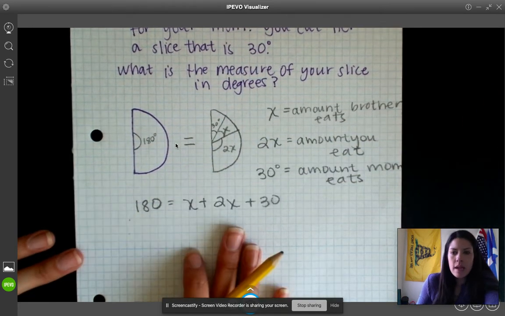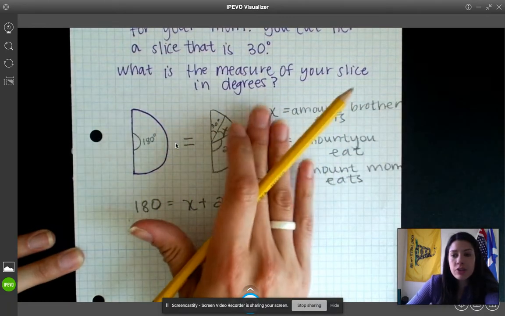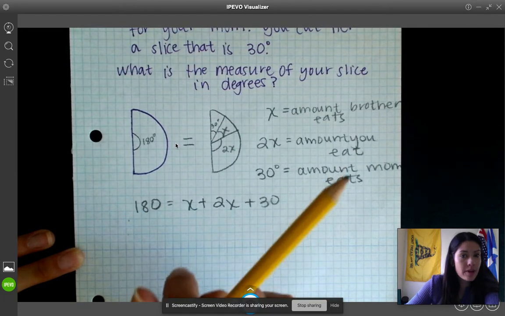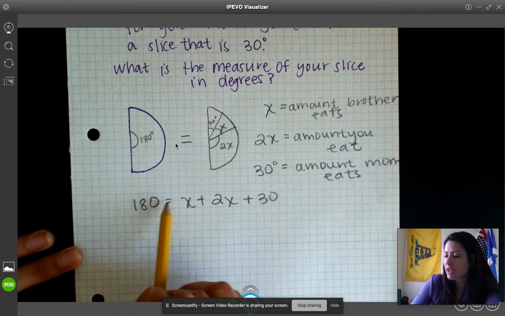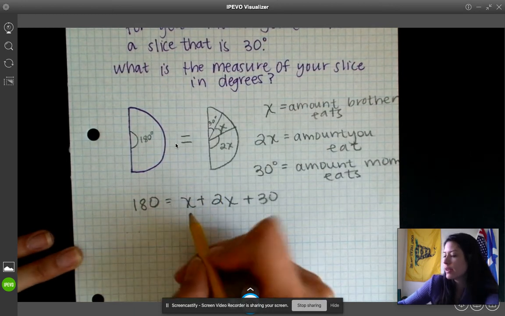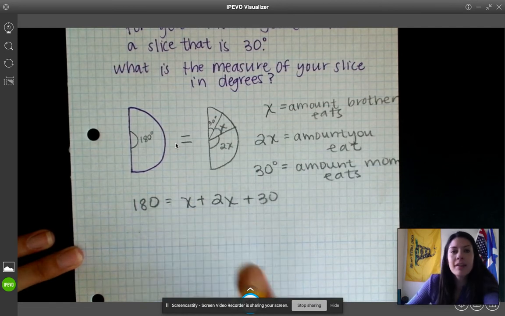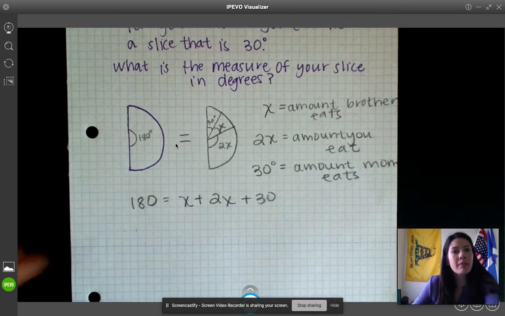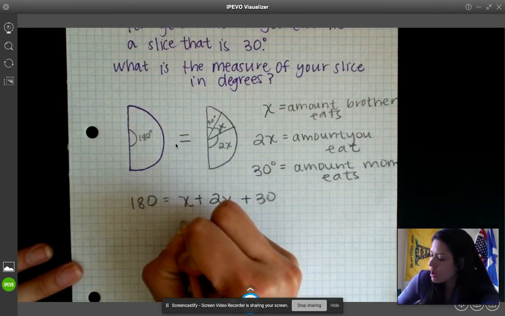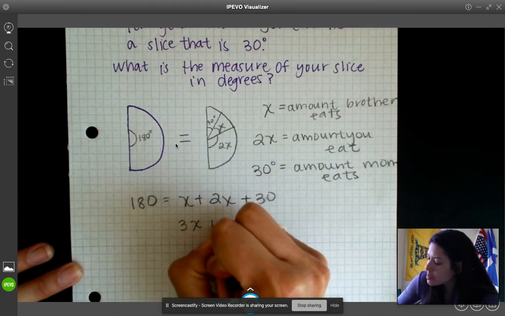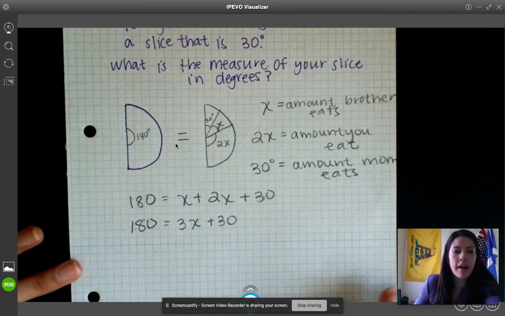So now we've got to work on solving this in order to find our answer to the question: what is the measure of your slice in degrees? First, we need to solve for what x is. When I have one x and I add 2 more x's, these are like terms, so I can combine them. 1x plus 2 more x's, you have 3x. So I can say that 3x plus 30 is equal to 180 degrees.